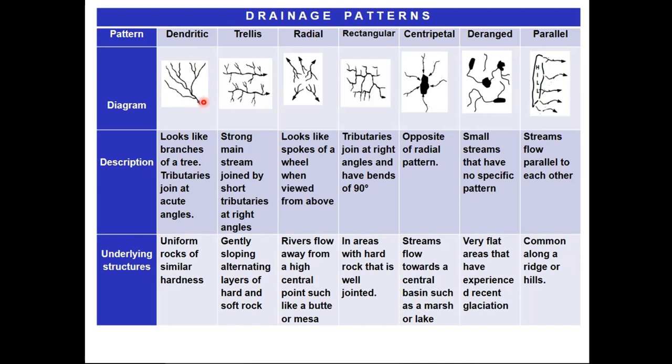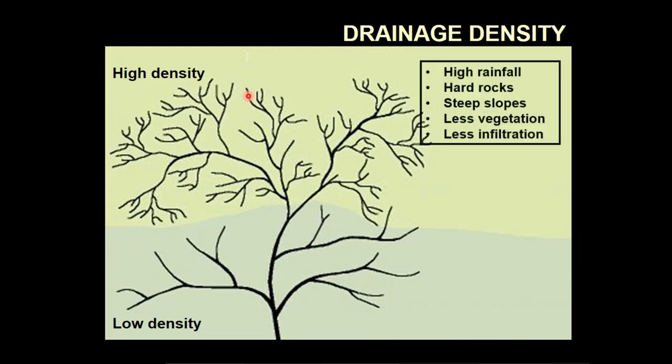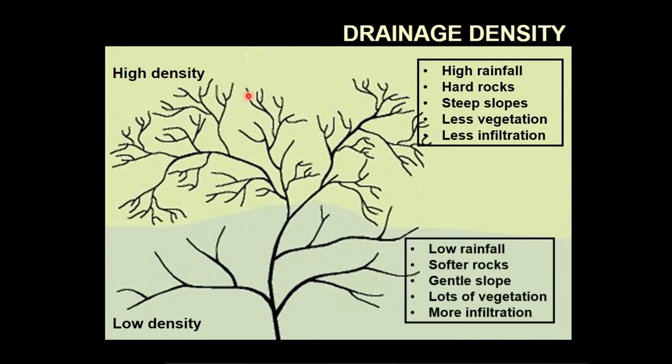And now if you look at all of this, educators and learners, if you look at the amount of tributaries we have over there, and we look at the tributaries over here. So depending on what map you get, you can then answer, is this an area of high density or an area of low density? Right, so there we go. Drainage density, high density, low density. Again, quickly, high rainfall, hard rocks, steep slope, less vegetation, less infiltration, and here at the bottom we have low rainfall, softer rocks, gentle slope, lots of vegetation, and more infiltration.